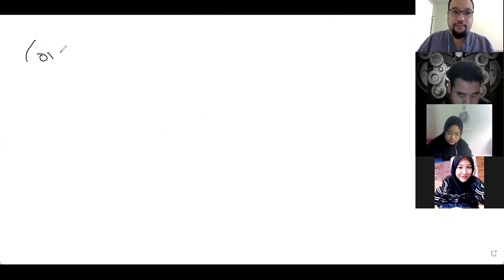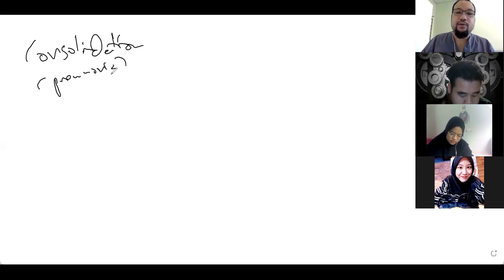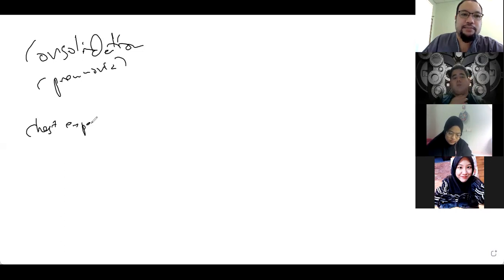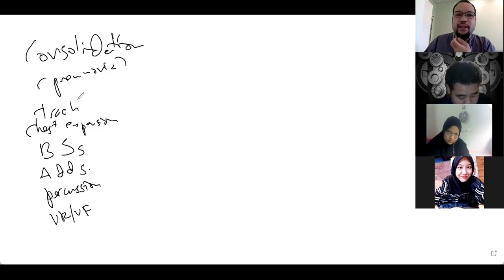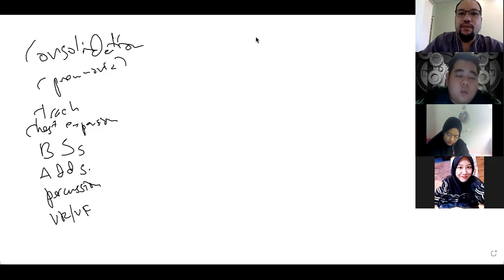Let's look at consolidation, pneumonia. What are the usual physical findings? So kita akan tengok dari sudut first kali is chest expansion. Lepas tu kita tengok dari sudut breath sounds, additional sounds, percussion, vocal resonance and vocal parameters, and trachea. Trachea kat atas ni. Alright. Let's look at one by one.